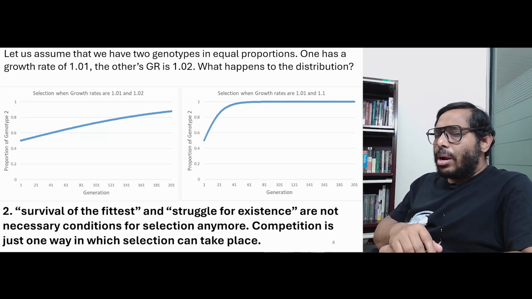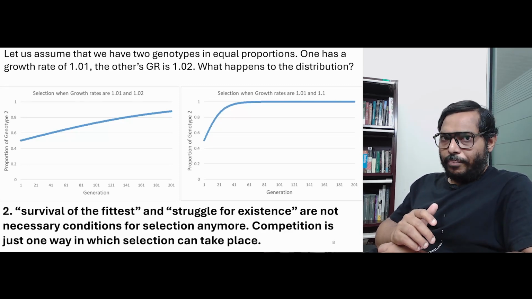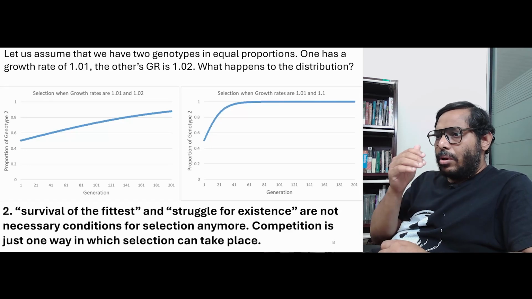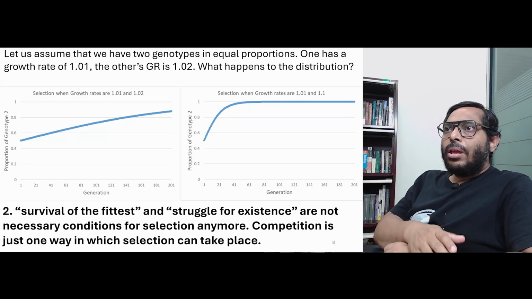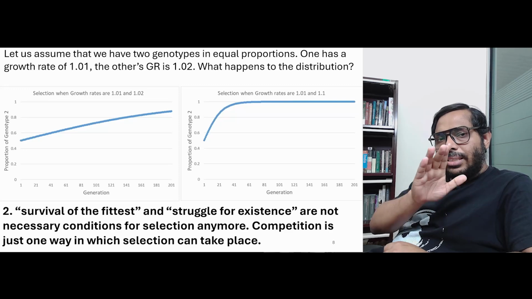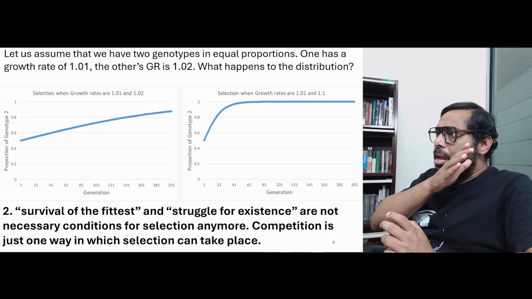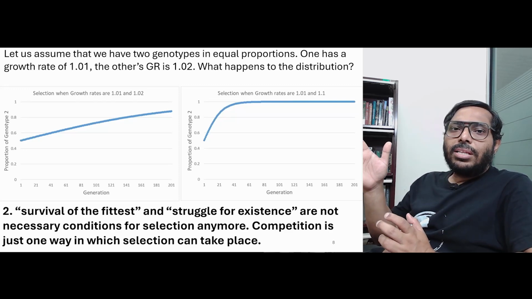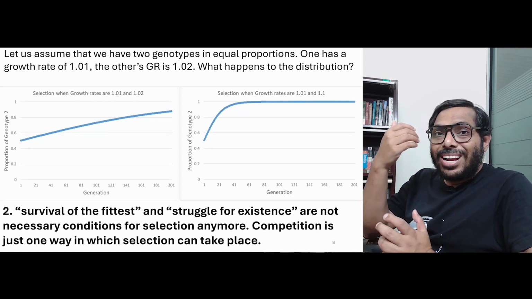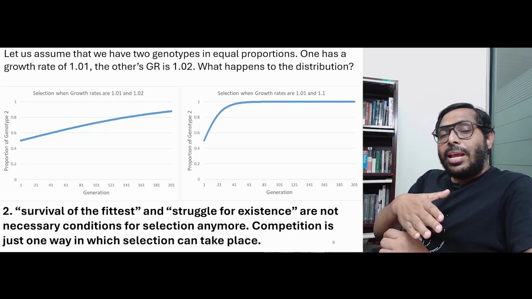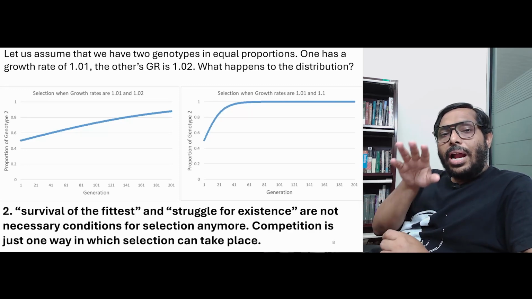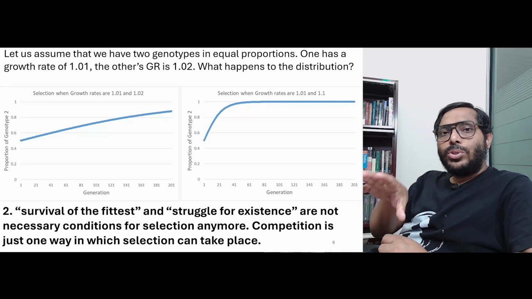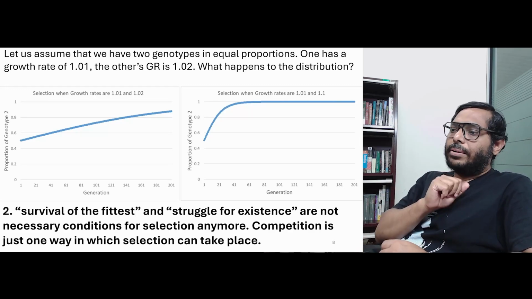But that is not really what is happening over here. If you think about it, in the first case, the 1.01, 1.02 case, the left panel, both of them are there, they are surviving. They are not competing with each other, or at least the competition is not a necessary condition at all, and yet the relative frequencies are changing, and that frequency is changing because there is a difference in their reproductive output, and therefore selection is happening, evolution due to natural selection is happening, right.